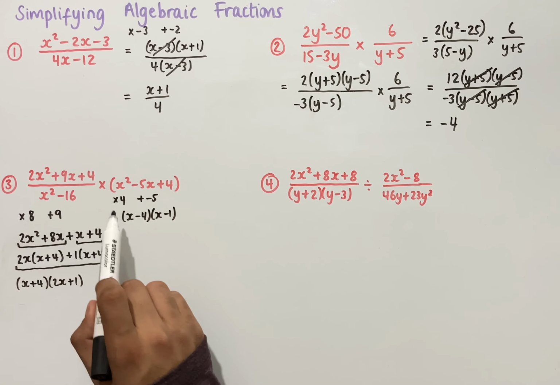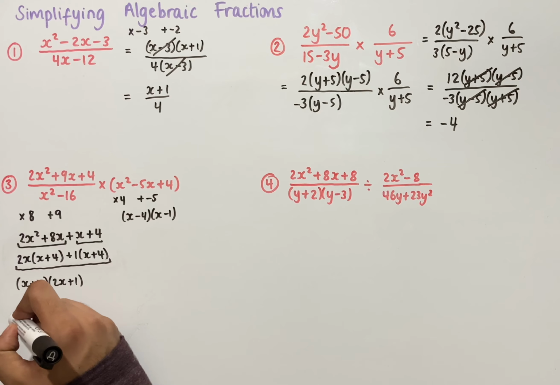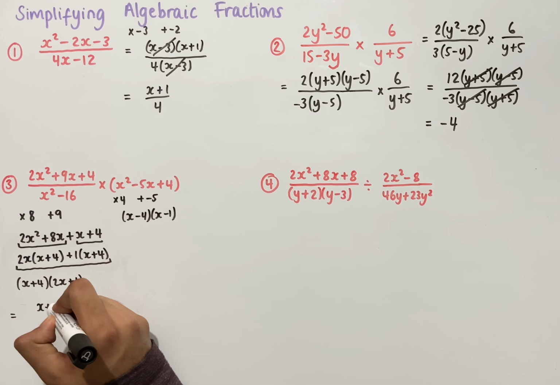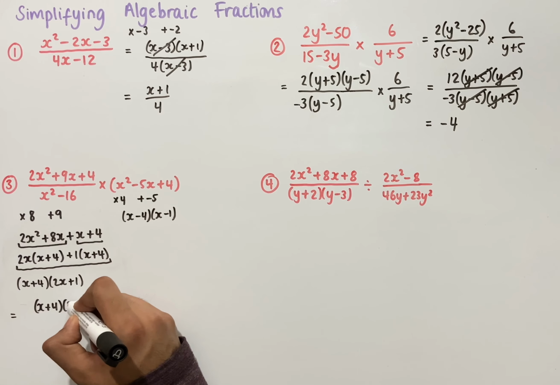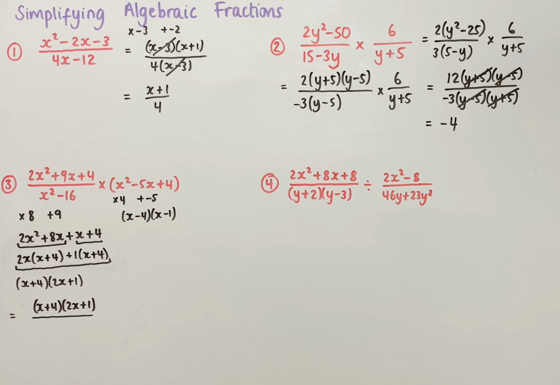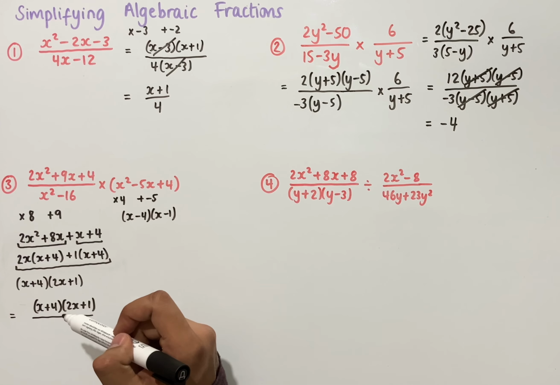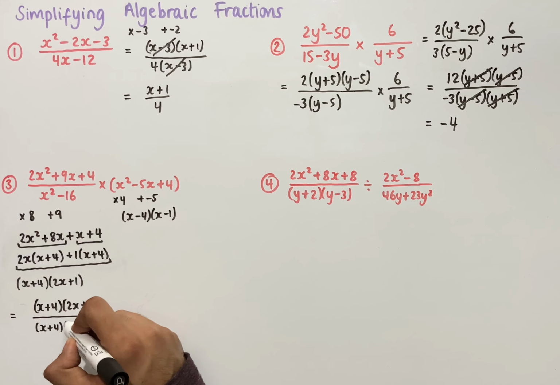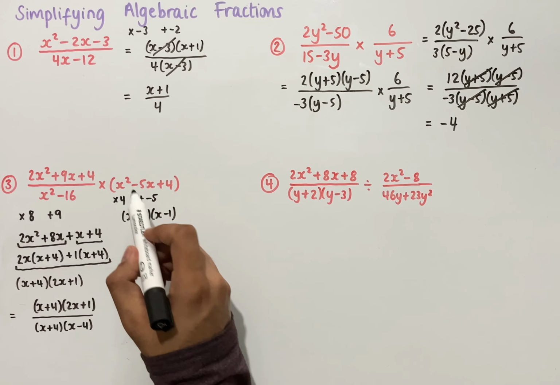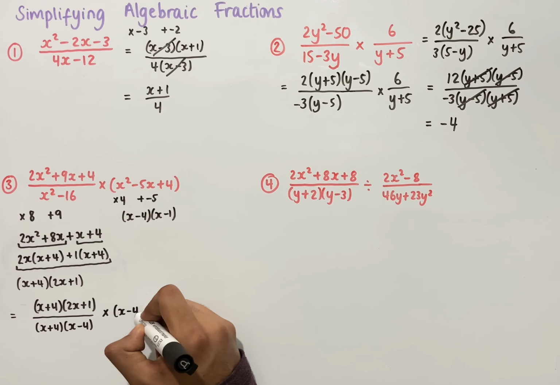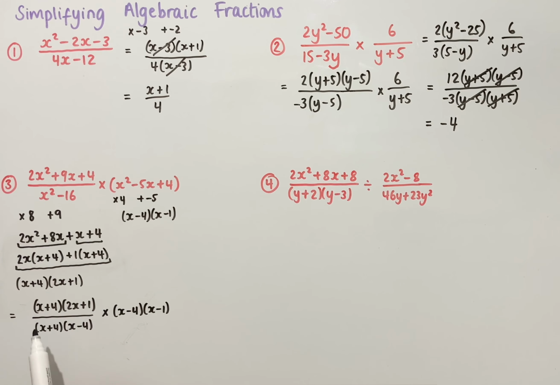Now going back to the question and using our factorized versions, we now have that the fraction at the beginning becomes x plus 4, and in brackets we also have 2x plus 1 in the numerator. We see that in the denominator we have x squared minus 16, which is in the form of the difference of two squares. And so factorizing this gives us x plus 4 in brackets and x minus 4 in brackets. And then we also factorize the quadratic on the end here, and so we're multiplying by x minus 4 and x minus 1.